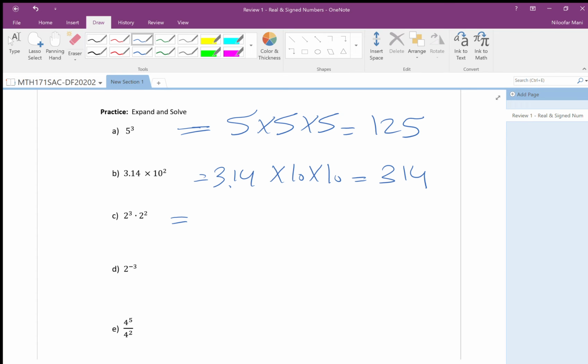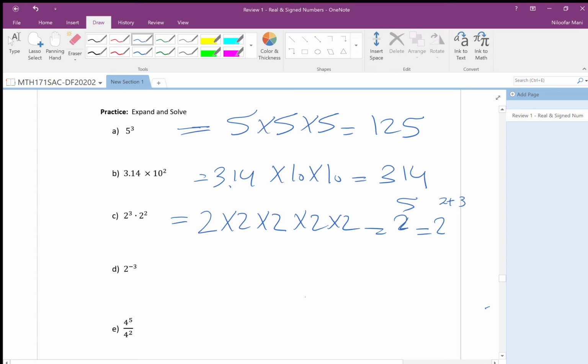But now it's just 2 times 2 times 2 times 2 times 2. So it means how many 2? 2 times 5. What can I say? So it is 2 times 2 power 2 plus 3. Oh yes, I can make a rule here. And I will talk about these rules later. Okay, so this one is 1 over 2 power 3, which is 1 over 2 times 2 times 2, which is 1 over 8.